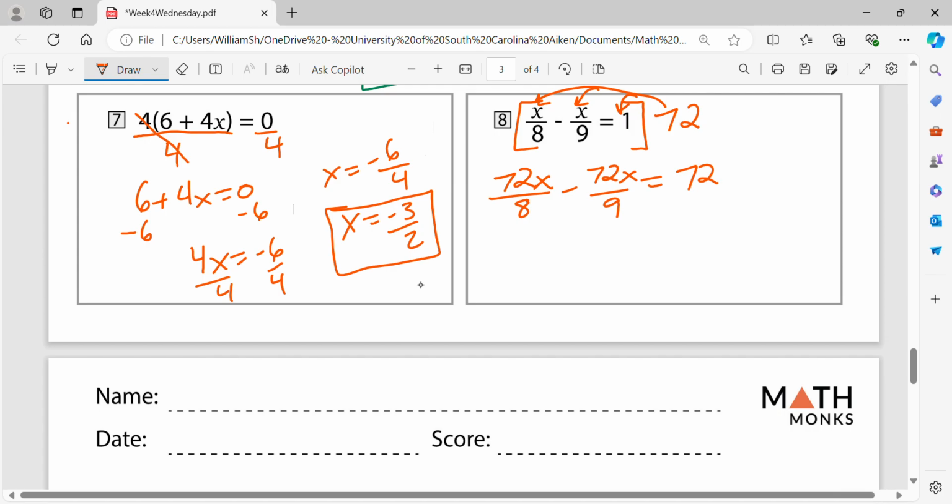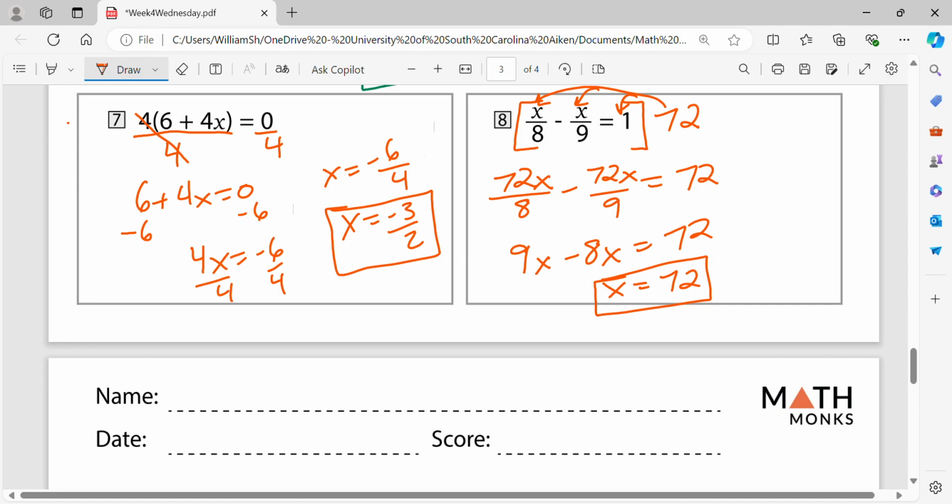Okay. 72 divided by 8 is 9. 72 divided by 9 is 8. And obviously we have the 72 still over there. 9x minus 8x is x. So we have x equals 72. That's how I would have solved it.